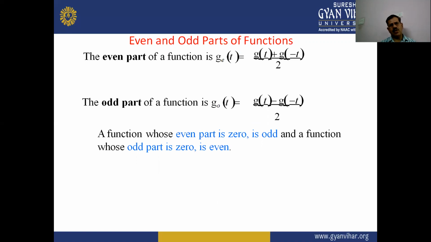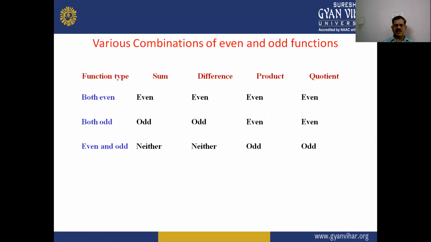So even and odd parts of a function: the even part of a function is g_e(t) equal to g(t) plus g(minus t) divided by 2, and the odd part of the function g_o(t) equal to g(t) minus g(minus t) divided by 2. A function whose even part is 0 is odd, and a function whose odd part is 0 is even. So these are the even and odd parts of the function.